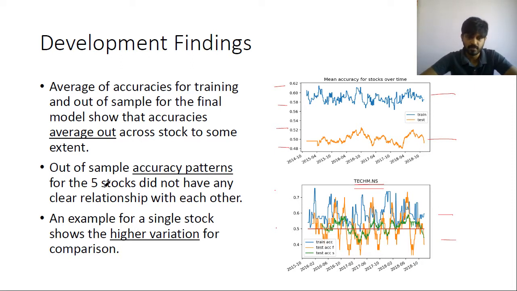So I haven't included all the plots for different stocks here because it would be too much for this presentation, but you'd have to believe me that there was not any clear relationship between the different stocks and accuracy patterns. So hence we can see that we're getting accuracy which is quite bounded within a narrow range of 4%.